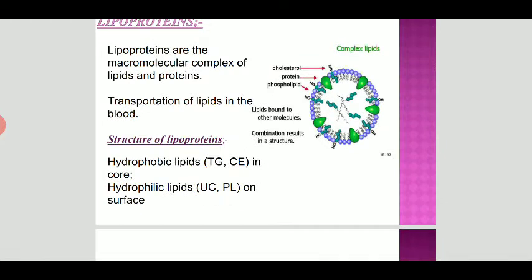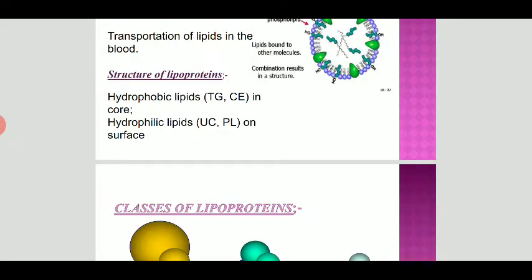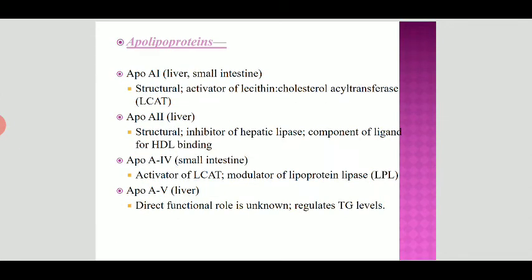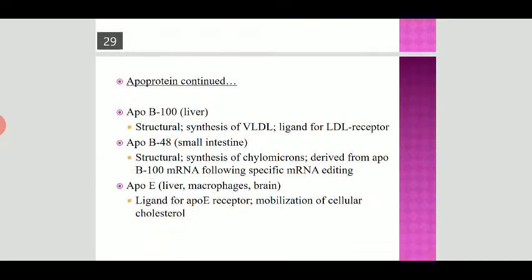Then lipoprotein. Lipoproteins are macromolecular complexes of lipids as well as protein. Apolipoprotein: ApoA1 is present in liver and small intestine. ApoA2 is present in liver. ApoA4 is present in small intestine, and ApoA5 is present in liver, whose direct functional role is unknown, but it regulates triglyceride levels.